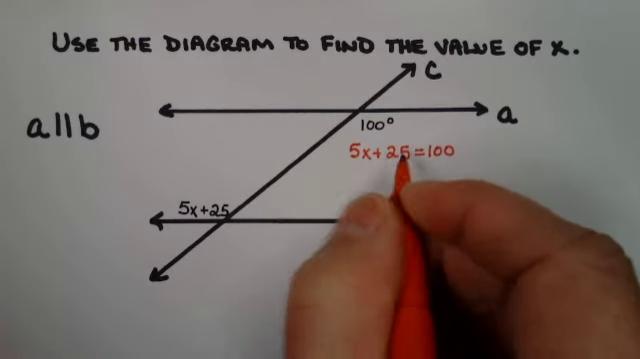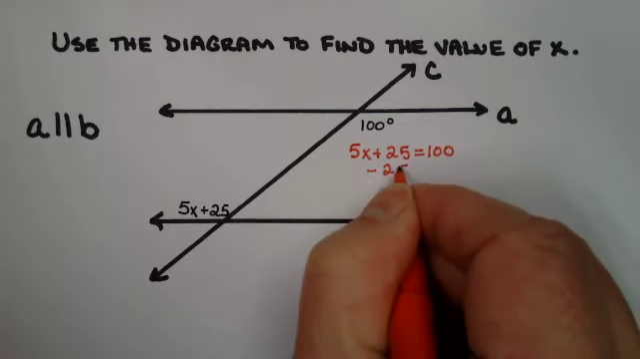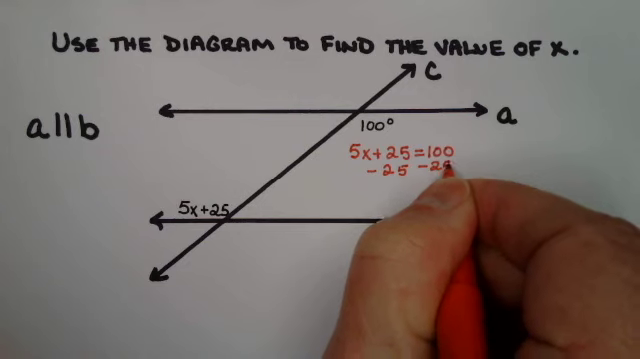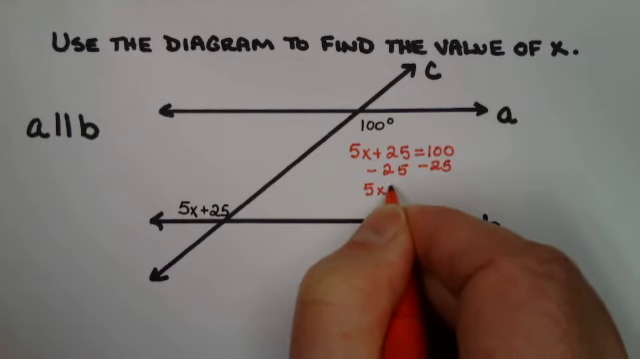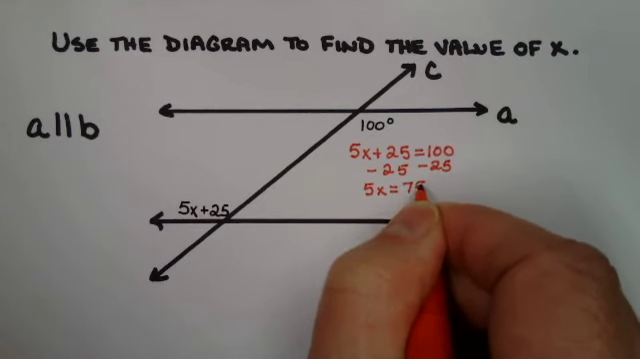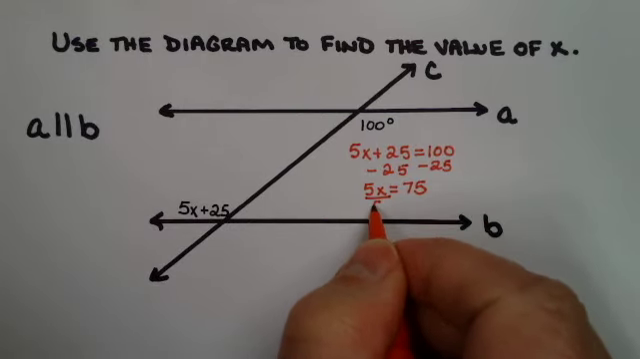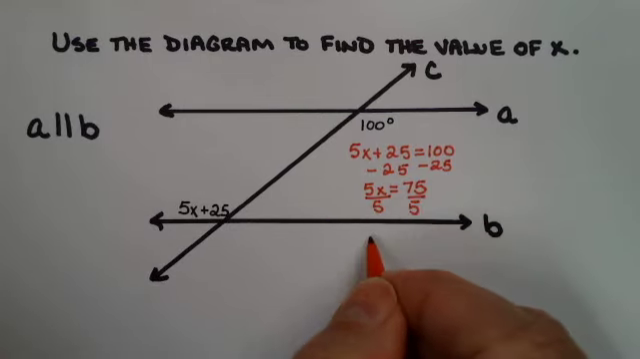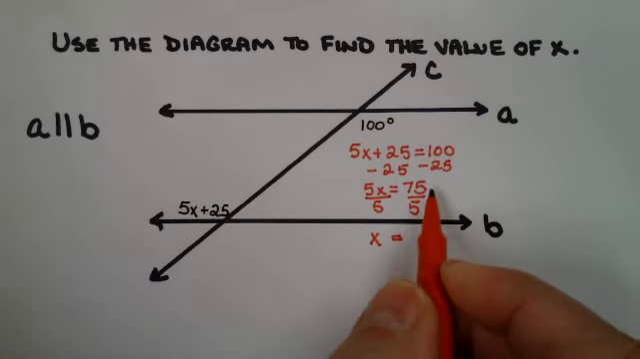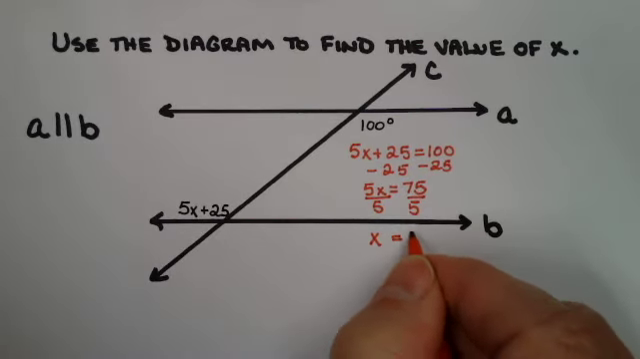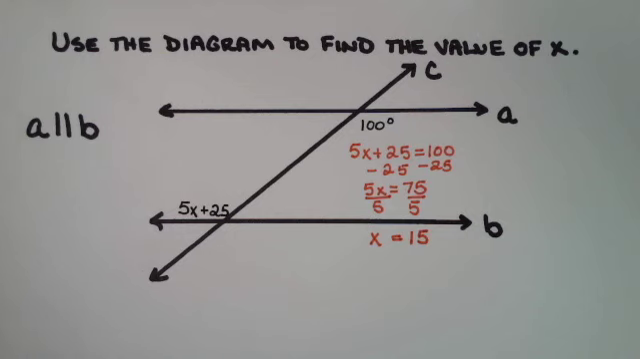Opposite of adding 25 is subtracting 25. 5x is equal to 75. Opposite of multiplying by 5 is dividing by 5. I need to divide this side by 5 and this side by 5. X is going to be equal to 75 divided by 5, which is 15.